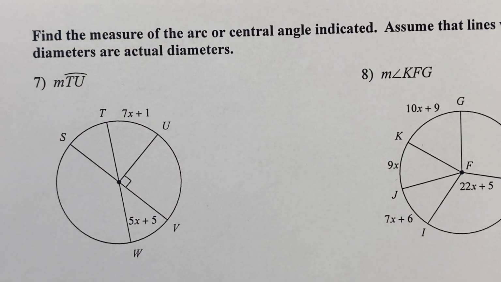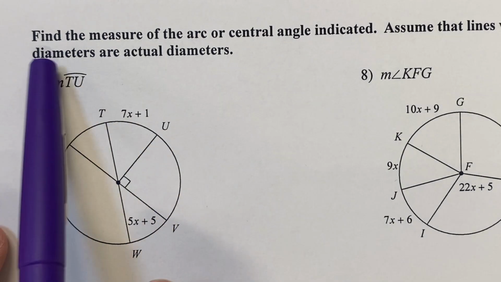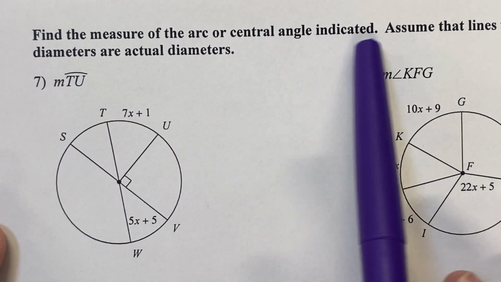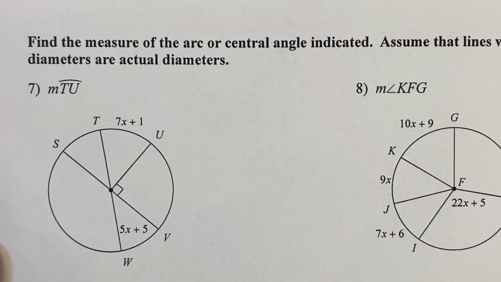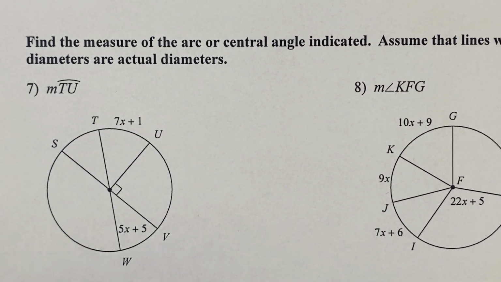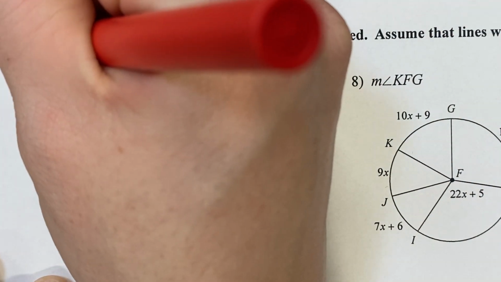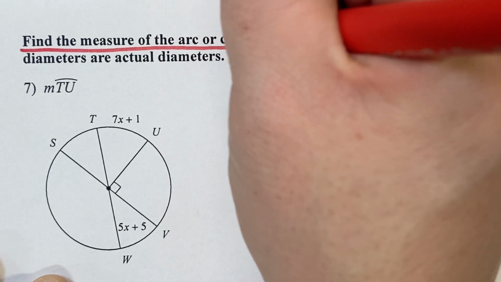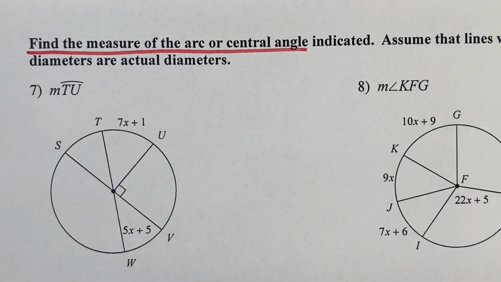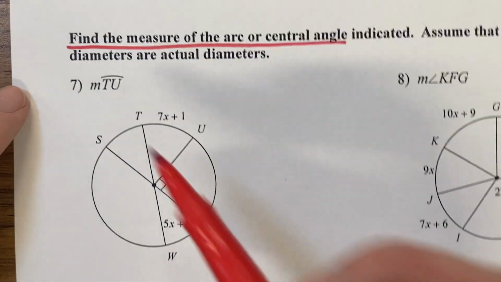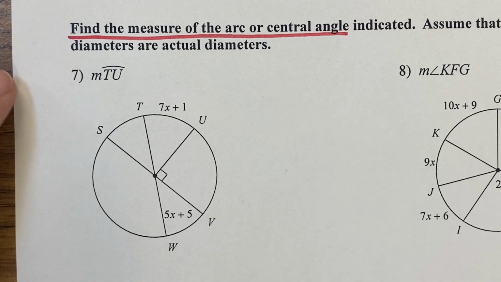Okay, number 7 and 8. Find the measure of the arc or central angle indicated. Assume that lines which appear to be diameters are actual diameters. Okay, so now we're not just solving for x. We're going to have to find x, but then it wants us to find the measure of the arc or central angle. So we're going to have to plug x back in, kind of like what we were talking about, just barely. Okay, so let's identify what it actually wants us to find.